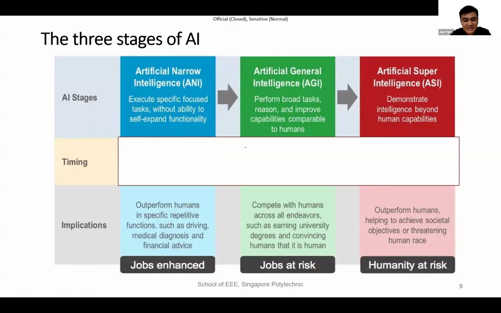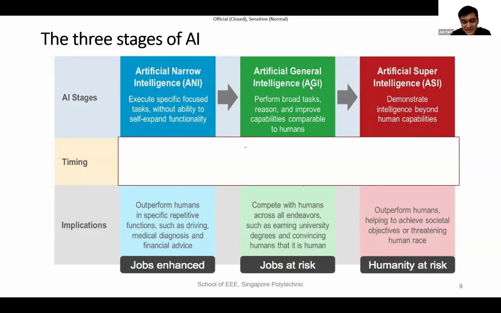Okay, I want to share with you that there are 3 stages of AI. So please take note of the acronyms, as I will use them later on. We have identified 3 types of AI. One of them is called narrow intelligence. That means AI, or machines, that can execute specific focused tasks without the ability to self-expand the functionality. So that means ANI, narrow intelligence, can perform certain tasks that it has been trained for. Not so smart, but it can only do specific tasks.